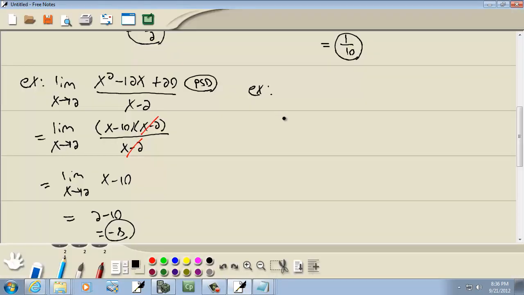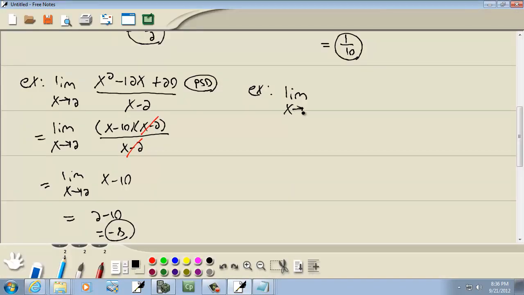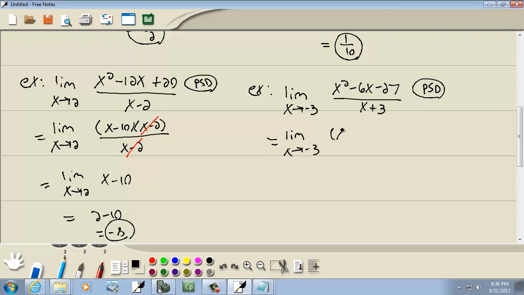We got 2 minus 10, which gives us negative 8. And our last example, the limit as x goes to negative 3 of x squared minus 6x minus 27 over x plus 3. Excuse me. Top part factors using the PSD. Factors as x minus 9 times x plus 3. Bottom part doesn't factor.